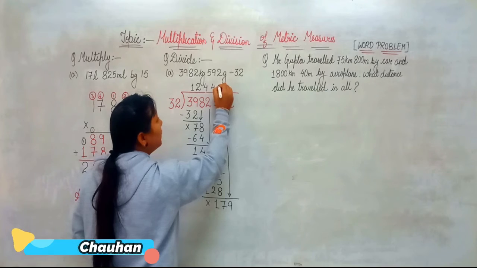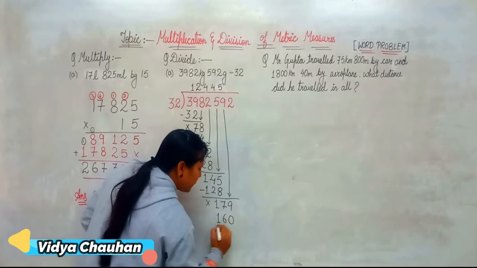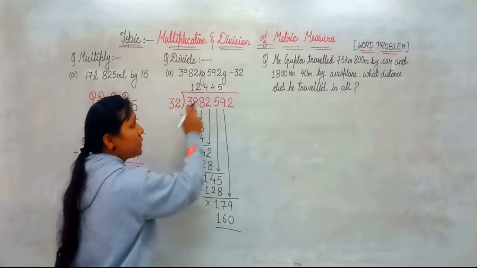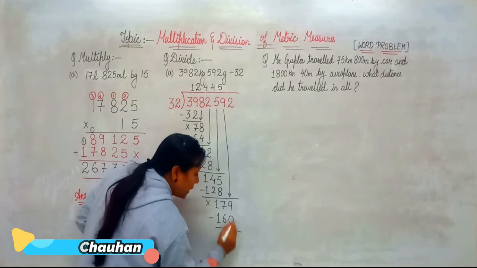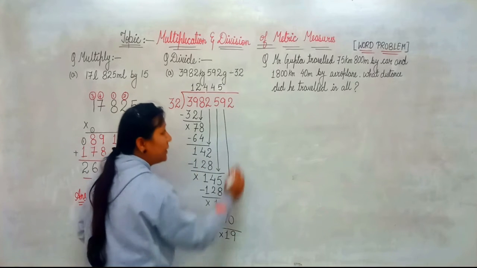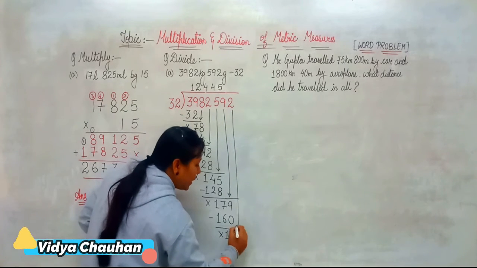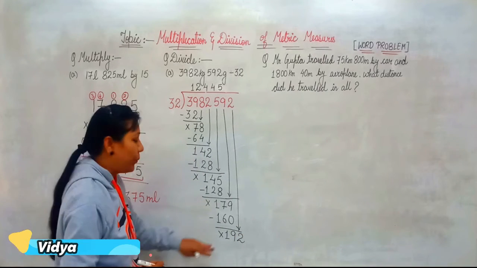So 32 5s are 160. 5 2s are 10 plus 1 carry. So that is 5 3s are 15 plus 1, 16. Subtracting the value here, you will get 9. 7 minus 6 is 1. So what you get is 19. Bringing the last digit down, that will make it 192.